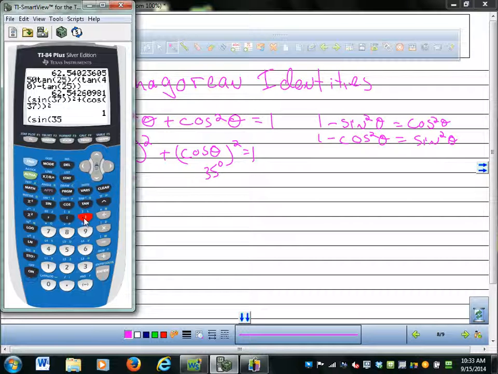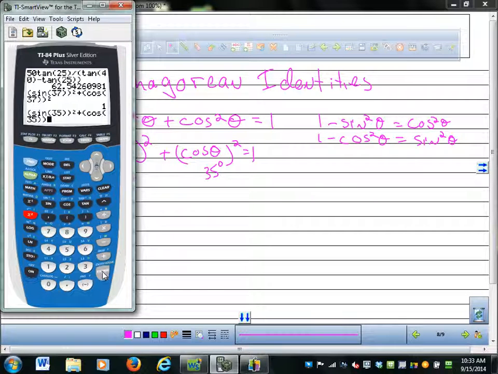But sine of 35 squared plus cosine of 35, close parentheses, squared. I should get that that's equal to 1. See? So it works for any angle that you would plug in there.